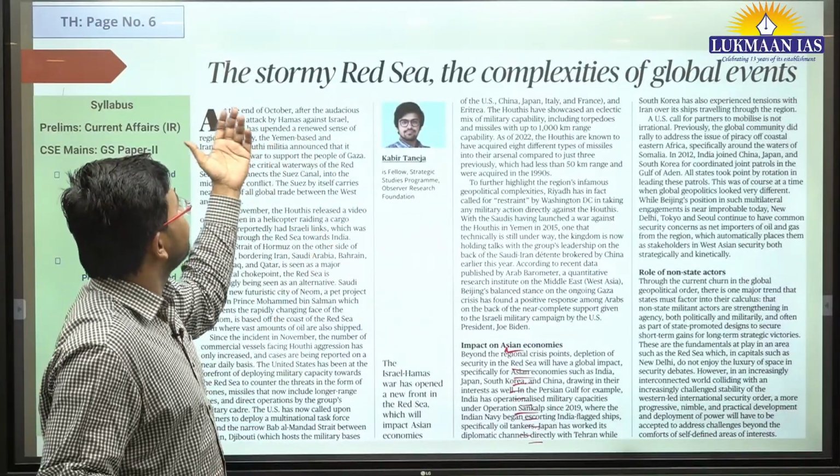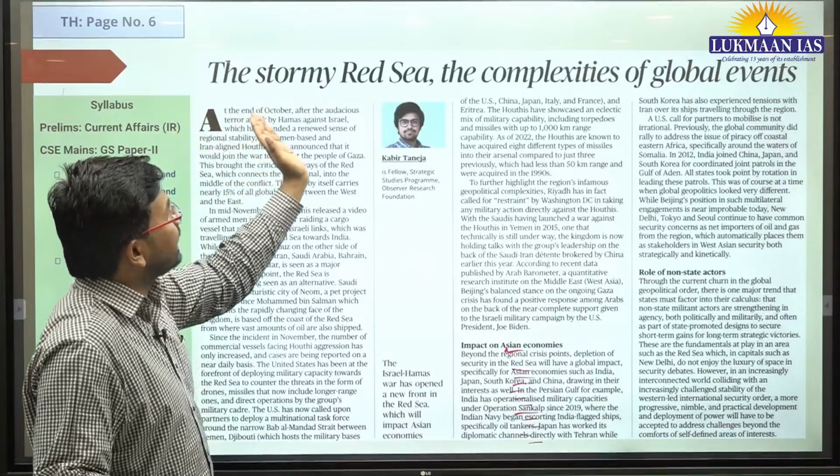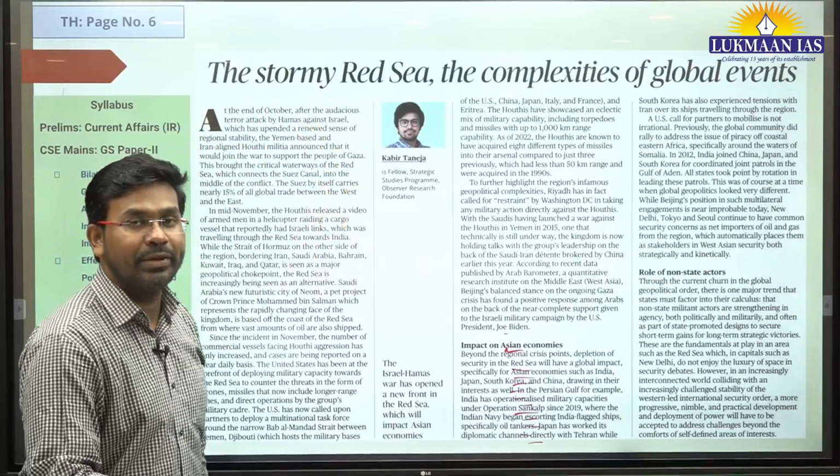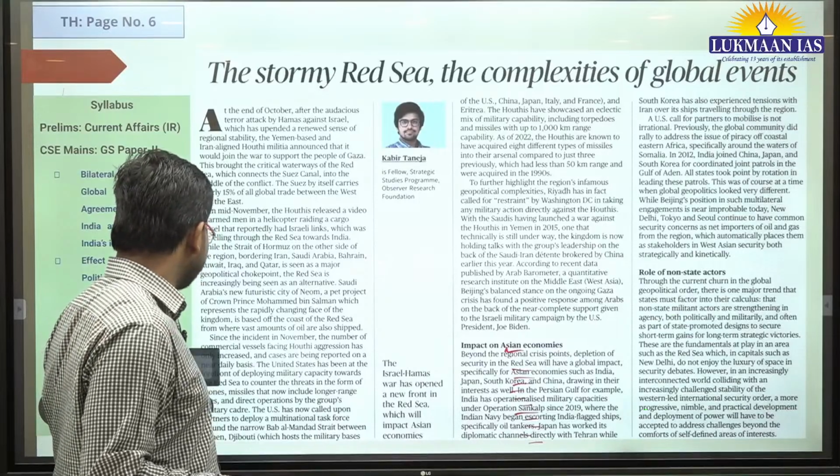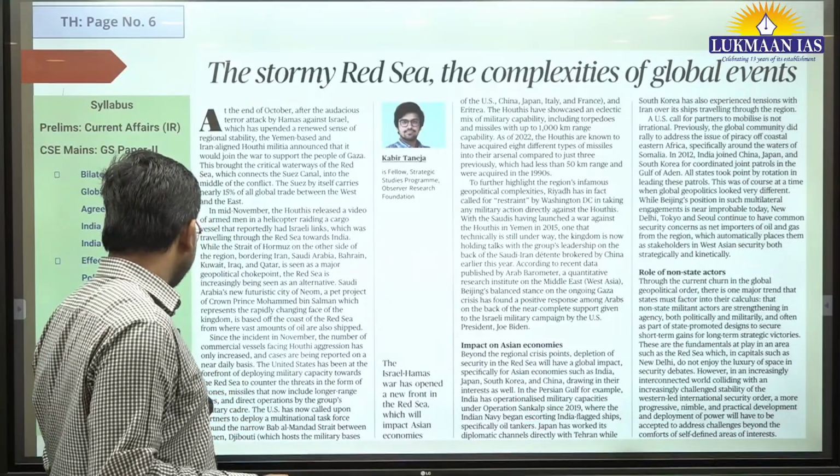In this article, we will talk about the stormy Red Sea and the complexities of global events. As we discussed yesterday, we did a mapping of the Red Sea.